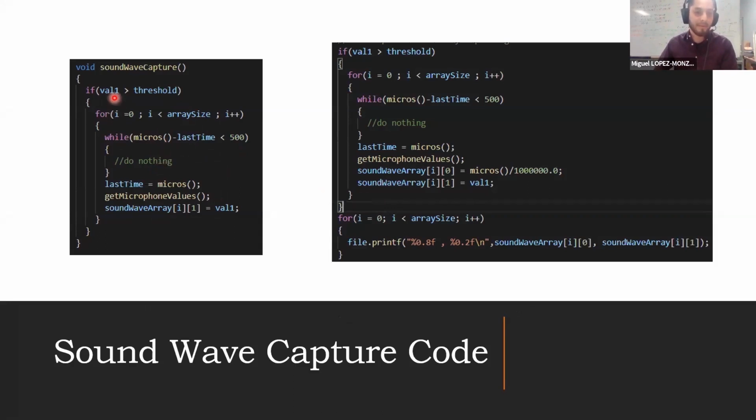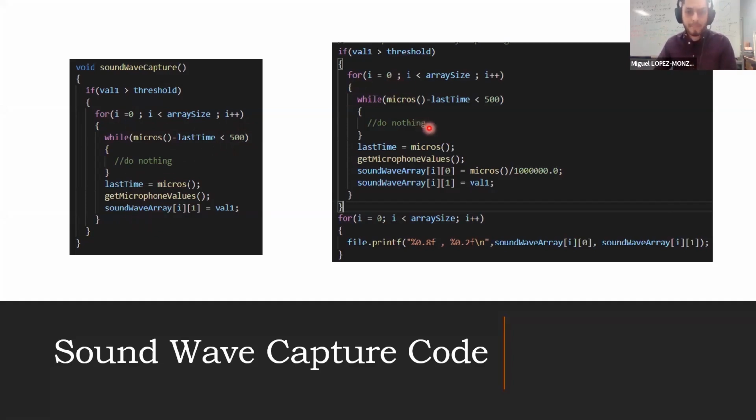Whenever value 1 is greater than the threshold, so whenever you clap, it starts this for loop, iterating over our array size. It picks up 1,024 data points and logs the time it took. This 500 corresponds to microseconds, so every 500 microseconds I want it to collect a new data point. That's what that's for. Then we display the time in micros, get the microphone values, and add them to the 2-dimensional sound wave array I was talking about earlier.